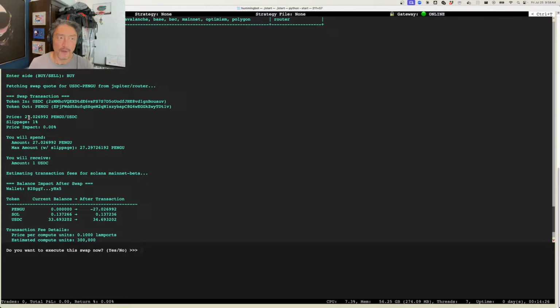Basically, it's saying the current price is 27.02. Slippage is 1%. This is the default setting in the Jupiter connector. And basically, if I set that trade in, I would actually get back 27.02 Pengu, and this is kind of the maximum amount. Actually, I should flip this. This should be the minimum amount.